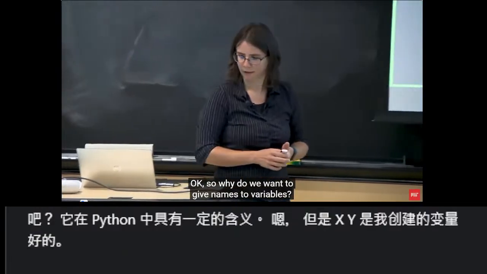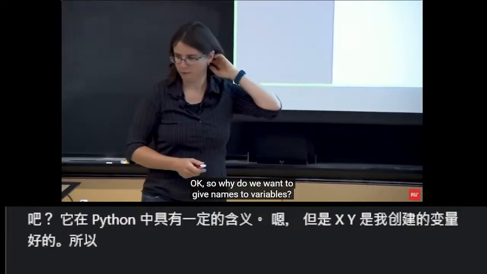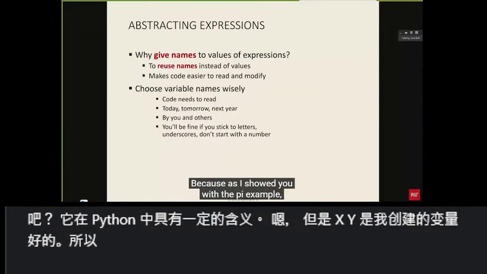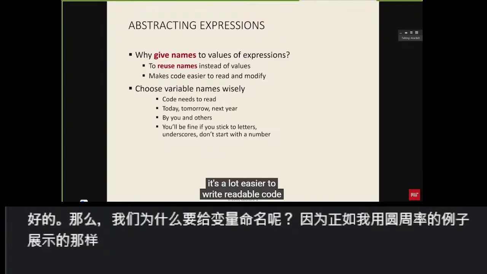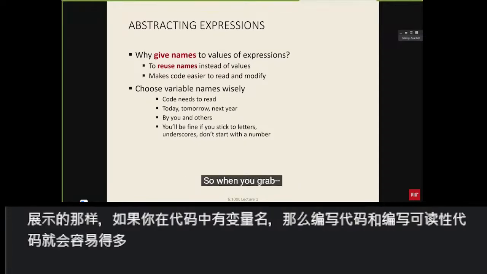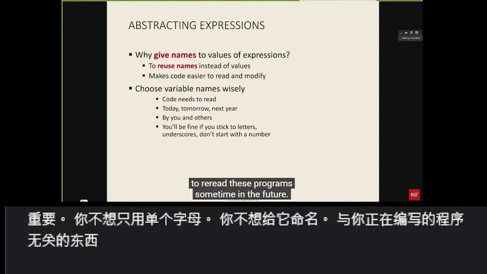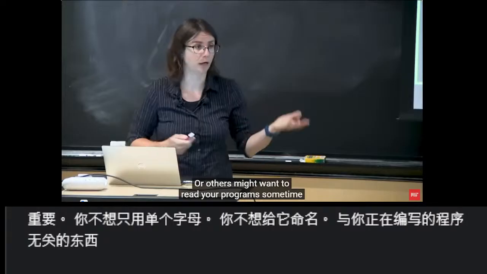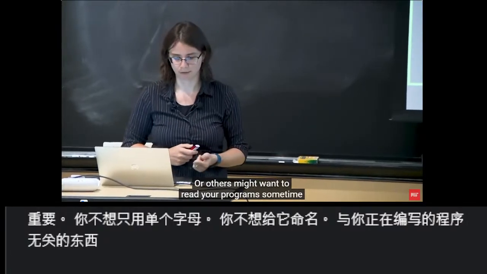Okay. So why do we want to give names to variables? Because, as I showed you with the pi example, it's a lot easier to write readable code if you have variable names within your programs. So when you write programs, it's important to choose variable names wisely. You don't want to use just single letters. You don't want to name it something that doesn't have something to do with the program you're writing. Because you're going to want to reread these programs sometime in the future, or others might want to read your programs sometime in the future.